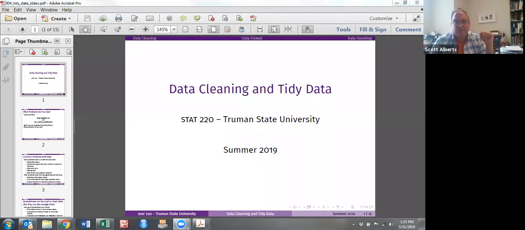Okay, today we're going to talk about data cleaning and tidy data in a very broad sense. So not specifically about how we code it, but just the principles that we use as we do that. So as always, I'm using slides that I got from Dr. Thatcher because he makes awesome slides.